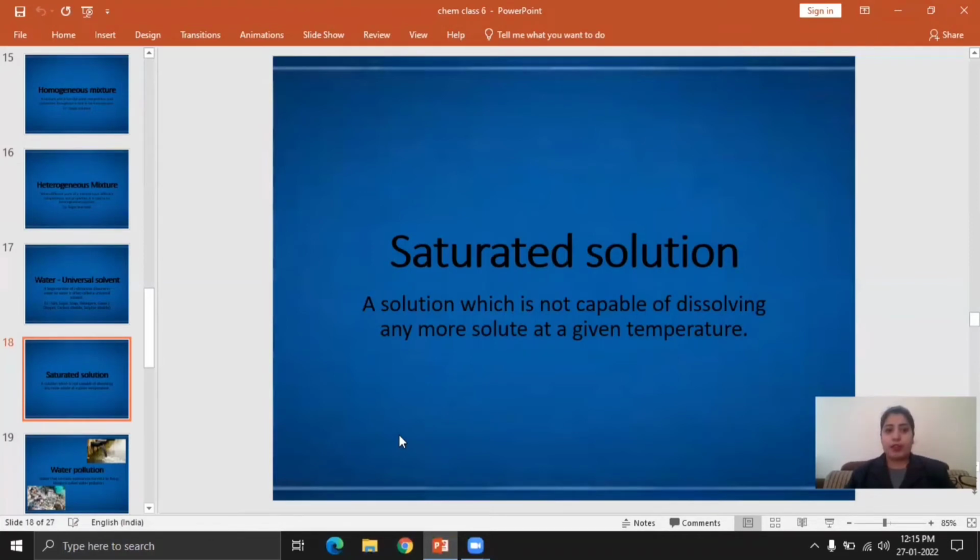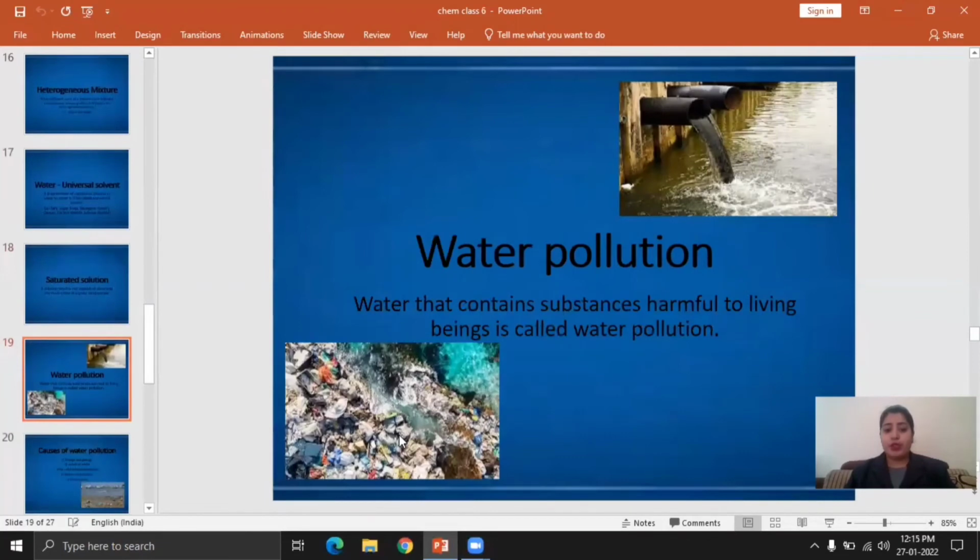Now the next topic we have is water pollution. Water that contains substances harmful to living beings is known as water pollution. So water which is unfit for drinking, water which has a lot of harmful substances, is known as water pollution or polluted water.